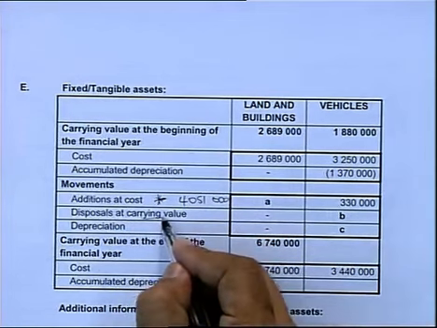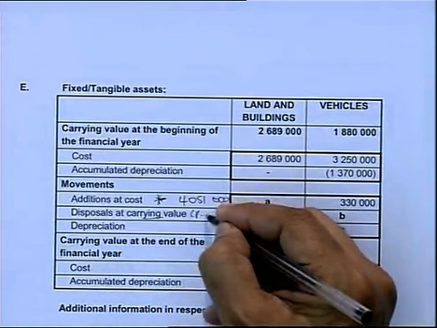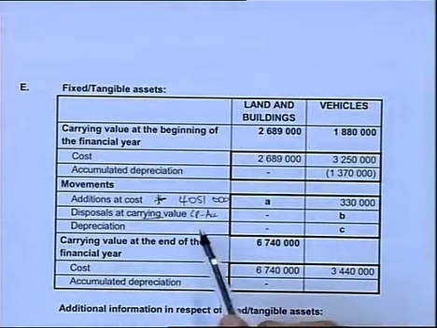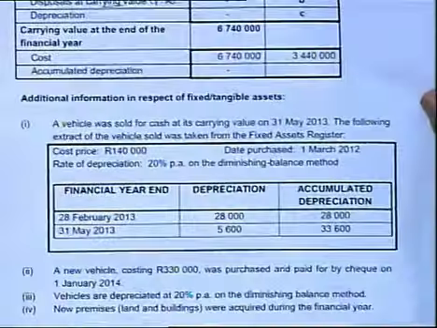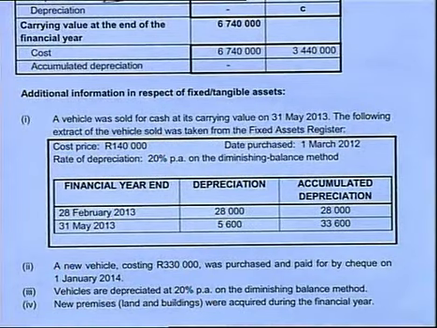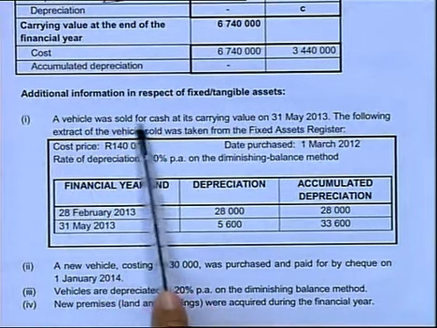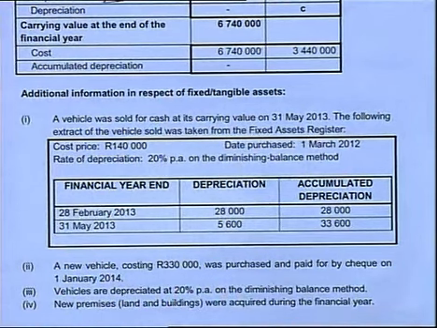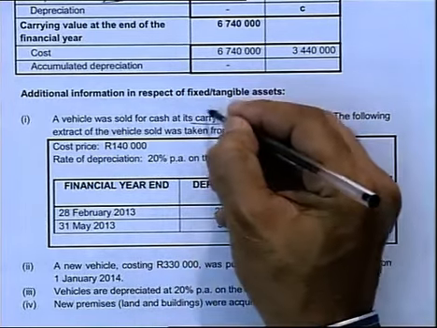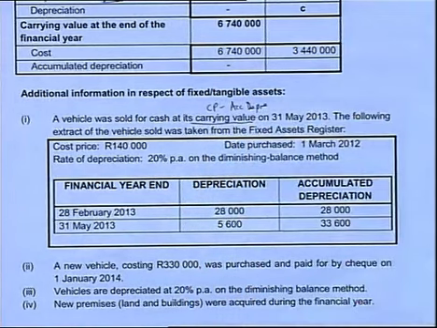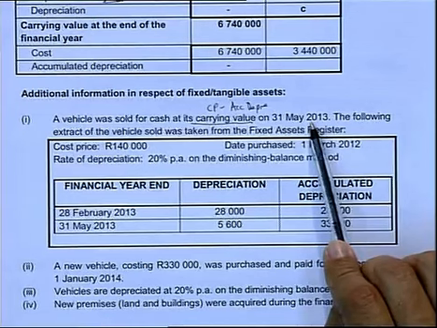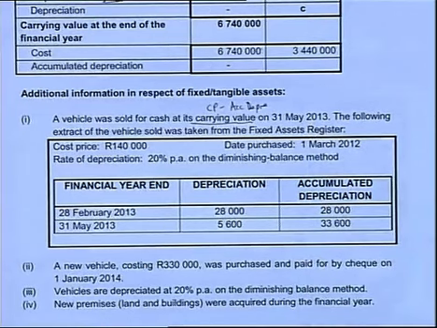The word carrying value means the cost price minus the accumulated depreciation. But it's the cost price of the item that we're selling minus the accumulated depreciation of the item that we are selling. Also clearly they give that information. It says a vehicle was sold for cash at carrying value. So again, carrying value, the cost of the vehicle minus the accumulated depreciation of the vehicle. And it says that the vehicle was sold on the 31st of May. The following extract of the vehicle sold was taken from the fixed asset register.